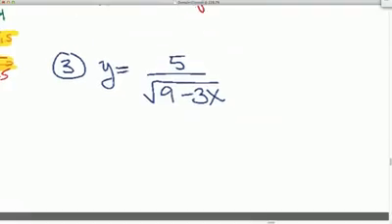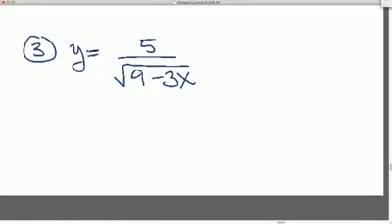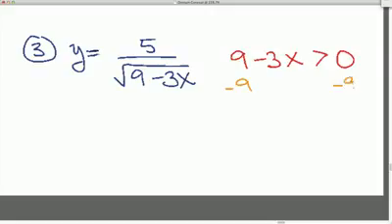Now let's look down here at this problem. This one has the combination of both rules. So the way rule 3 said, we would take whatever's under the square root, make it greater than 0, and then solve the inequality. So what is the opposite of that positive 9? How would I get it to the other side? I would subtract that 9 on both sides, leaving me with negative 3x is greater than negative 9. Then I would undo that multiplication by dividing by that negative 3.